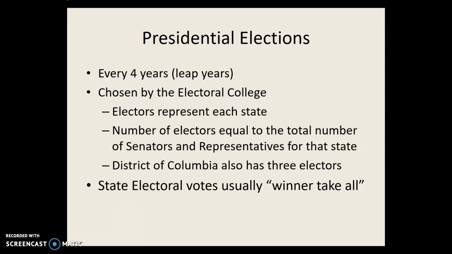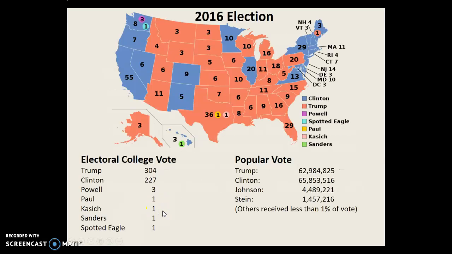So if Joe Biden wins by 1 vote in Illinois or wins by 5 million votes in Illinois, it doesn't matter. He will still get all of the presidential electors for the state of Illinois. So let's take a look at the 2 most recent elections.